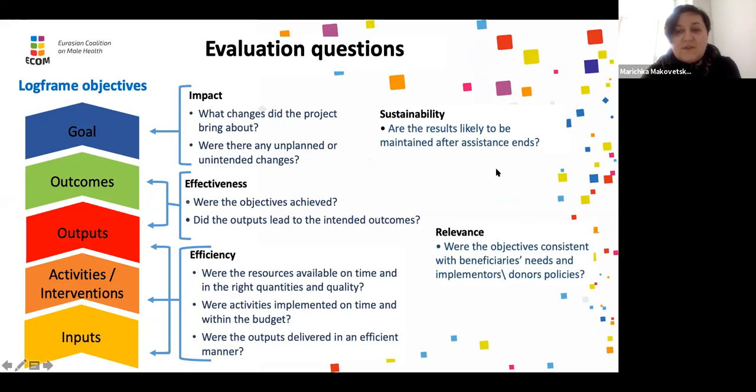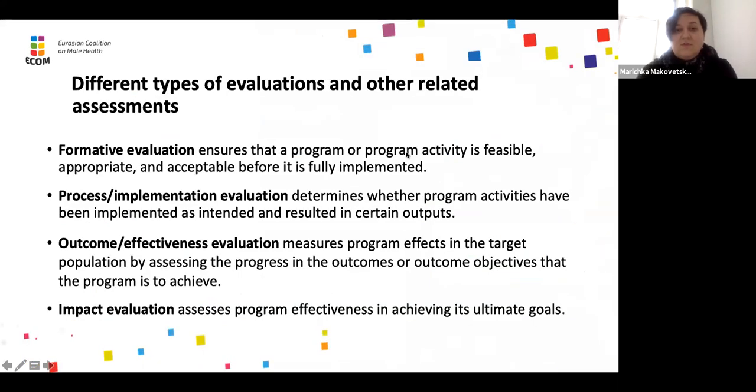First of all, again, it's sustainability of your results. So does it look like your results will still be maintained after you finish your work or not? And were the objectives that you have consistent with the beneficiaries' needs or implementers', or consistent with the donors' policies? So that's the question that you also should ask yourself while planning a good M&E system.